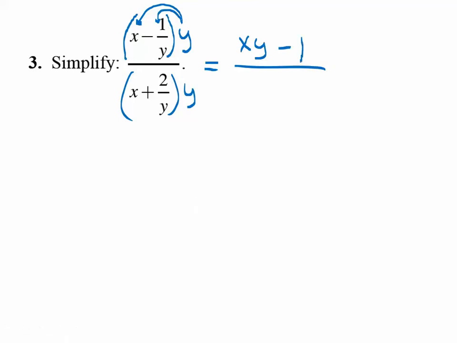All right, on the bottom, xy plus 2. That'd be good by me. x times y is xy, and then as the y distributes, the y's cancel, but leaves us with a plus 2. Can I factor? Can I reduce? Yes, the x and the y.